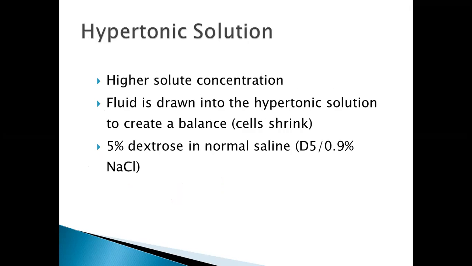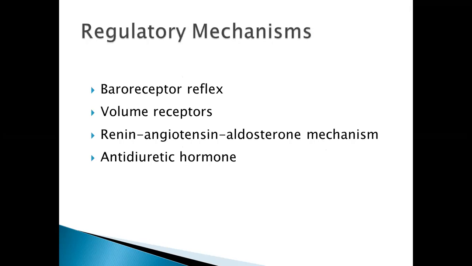Hypertonic is one that contains higher solute concentration. So fluid is drawn into the hypertonic solution to create a balance when a cell is placed in a hypertonic solution. So there is shrinkage of the cells. 5% dextrose in normal saline, that is D5 and 0.9% NaCl, is an example of a hypertonic solution.